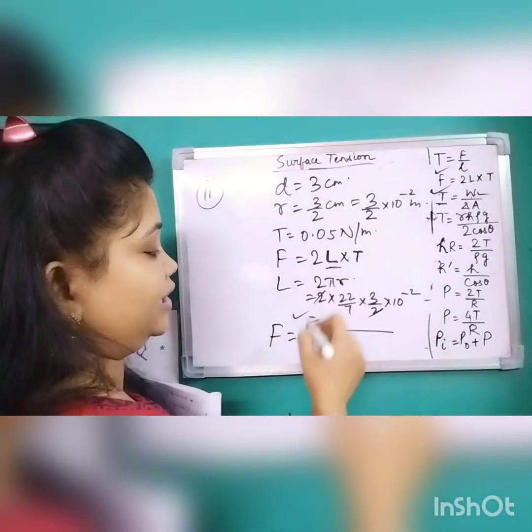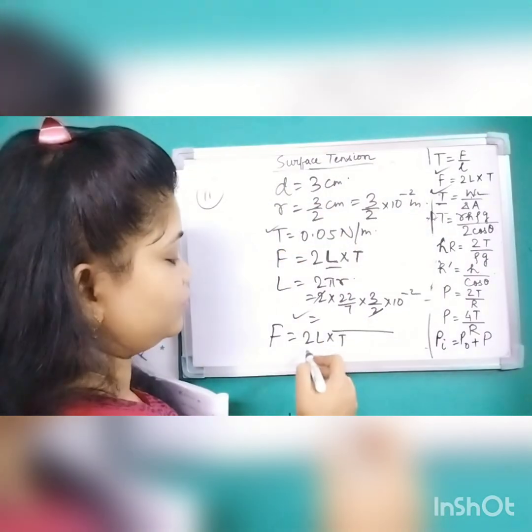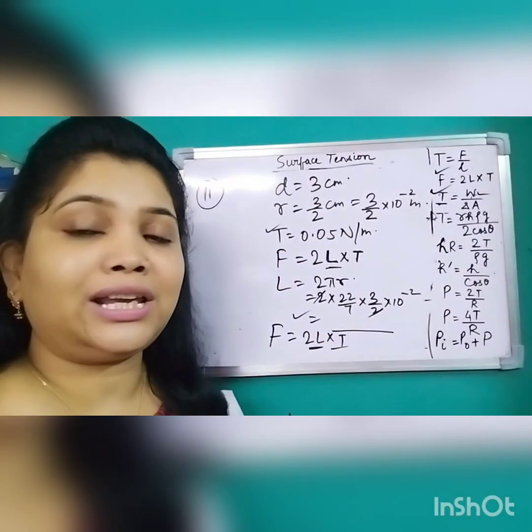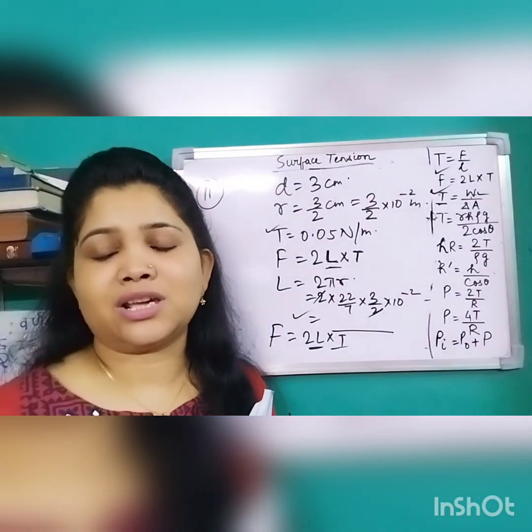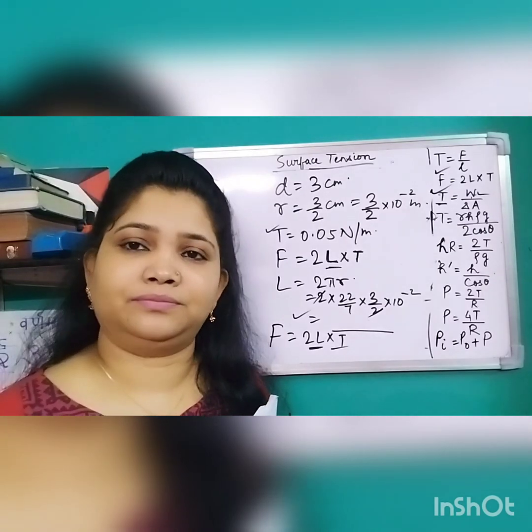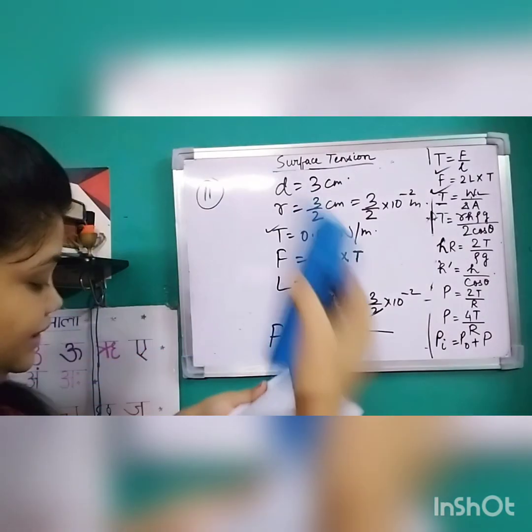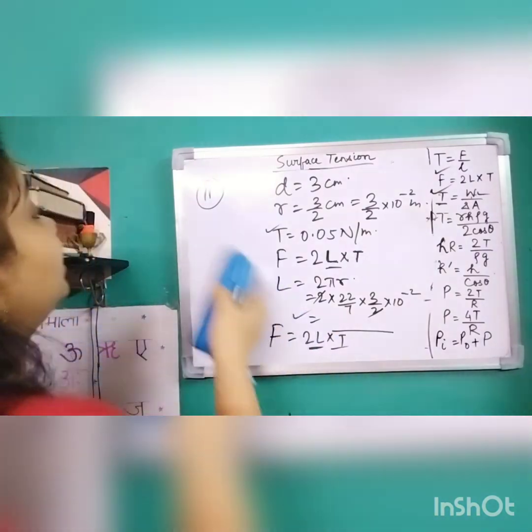So, L you are getting, T is given to you. Okay, just put it in the formula 2L into T and you will get the force. Okay, this is a very easy type of sum. So, next, let us move to sum number 13.